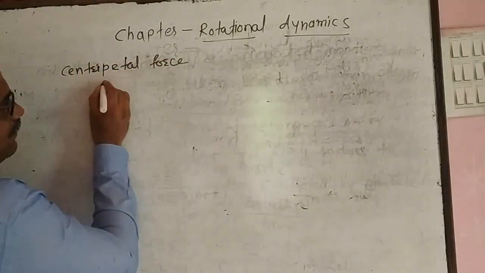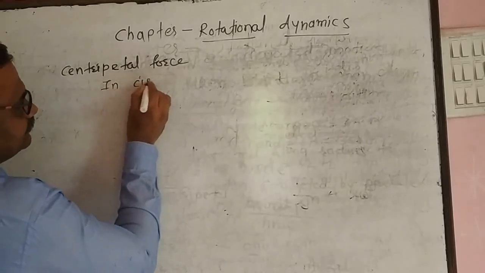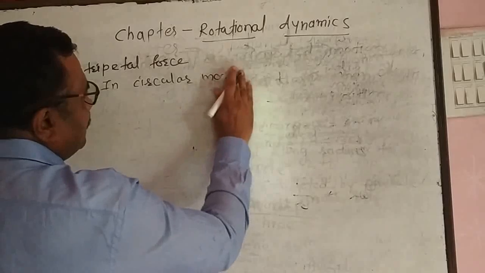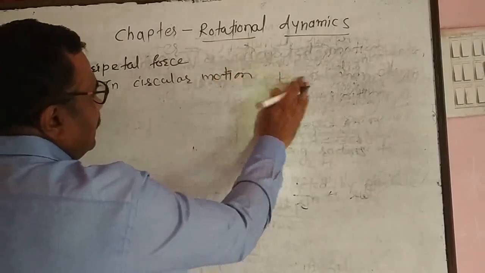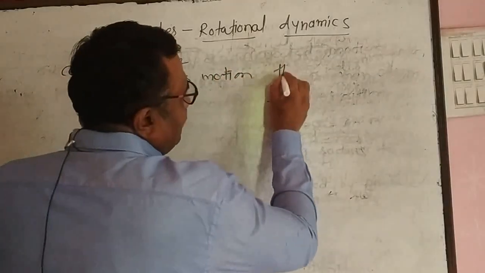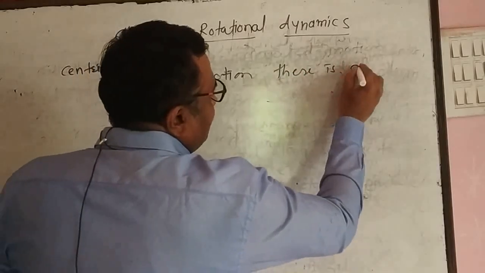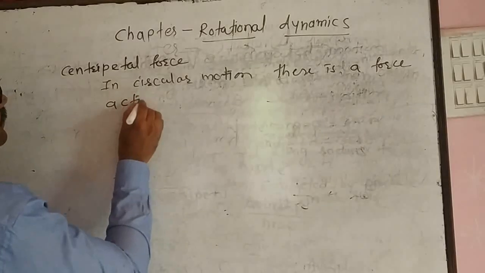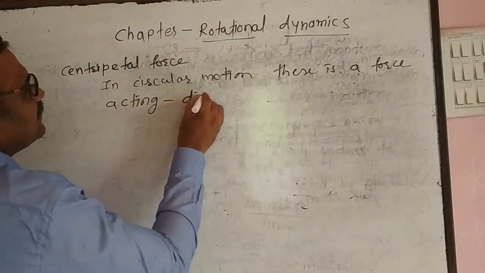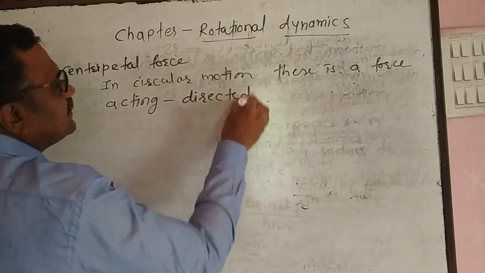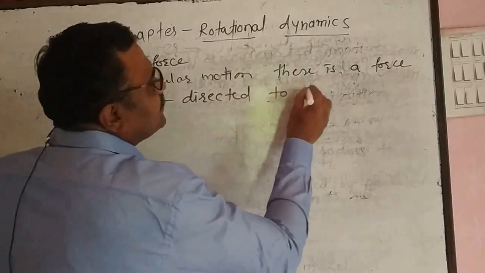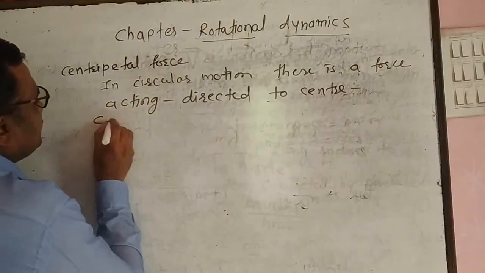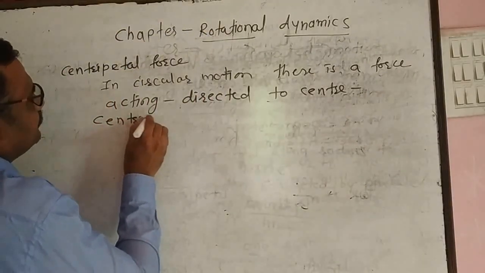When a particle performs circular motion, there is a force acting on the particle. This force is acting along the radius and directed towards the center of the circle. It is known as centripetal force.